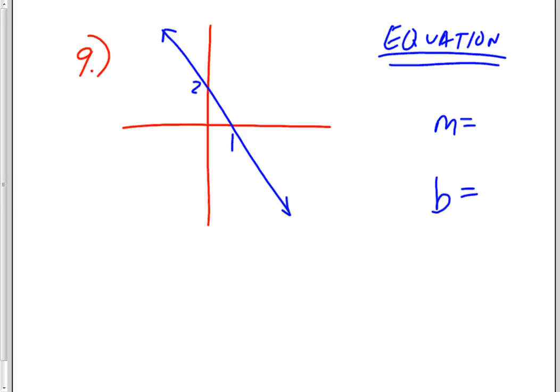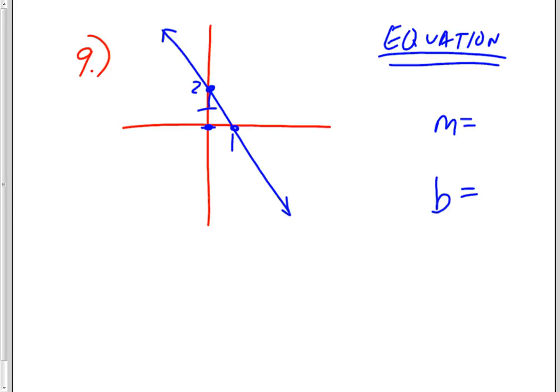I need a slope. How do you get a slope when you're looking directly at a really simple graph like this? What if it's something simple like this? Do I really have to do a formula? No. Can I just count? Yes. So how do I get from here to here, do I go up or down? Down. If it's down, that's negative.